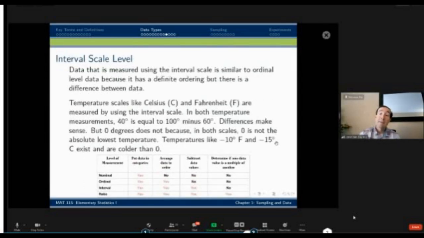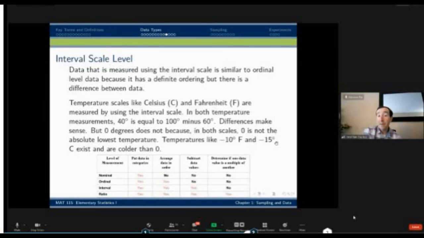The next is the interval scale level. And so this is similar to ordinal because we can definitely order things. But the difference is, in this case, we have a meaning for subtraction. So temperature is a nice example. It's measured using an interval scale.